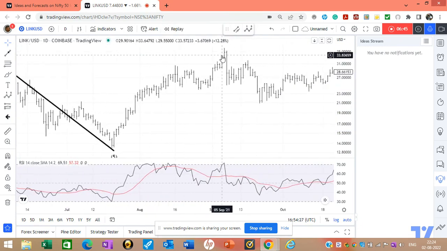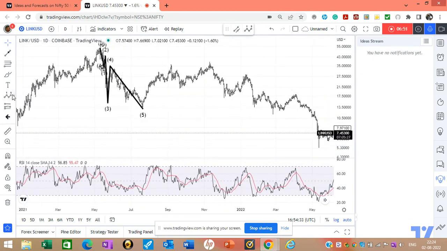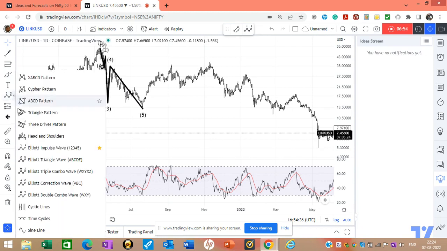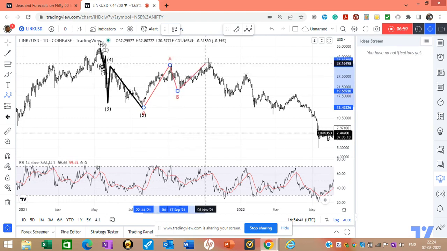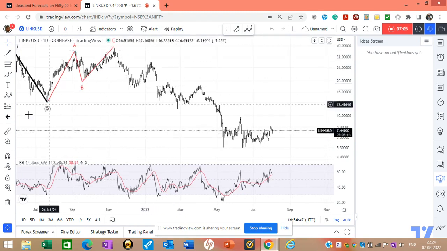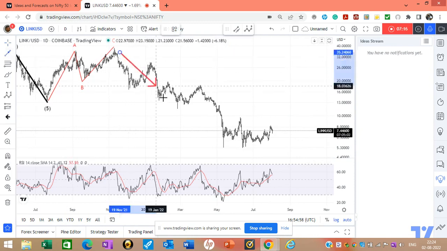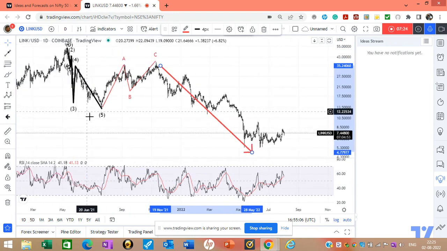and then this would be A, B, and C. This would be wave B, and then again you have a 5 wave decline: 1, 2, 3, 4, 5, something like that. And this whole would be wave C. So now the decline is up. There will be a move up in crypto in this particular.